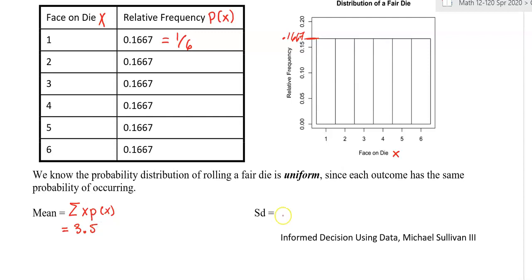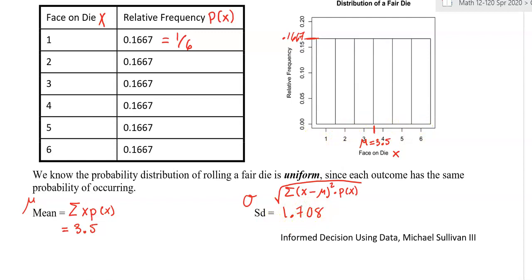And if we look at the standard deviation, we first had to find the variance. The variance was the sum of the x's minus the mean, squared, times the probability of x. But then we took this variance and took the square root of that to find the standard deviation, right? So we call this one sigma, and over here the mean was mu. And so if we do this for this problem, we're going to get about 1.708. So then the mean here ends up being right in the middle. And then the spread right here is based on 1.708.